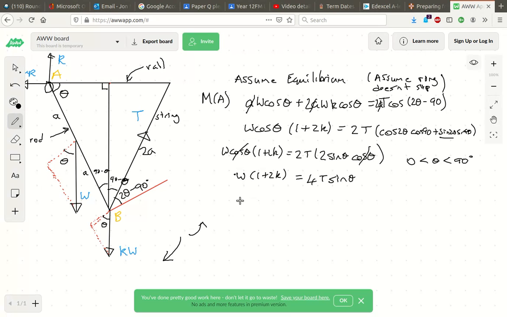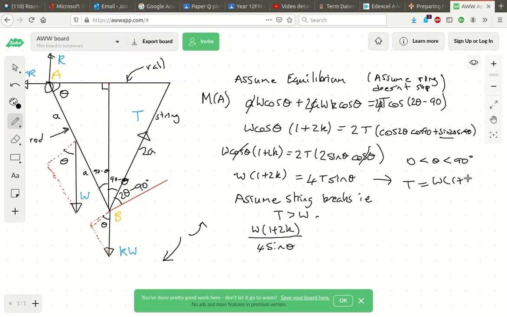Well, now what I'm going to do is assume the string breaks, i.e. T is greater than W. And if T is greater than W, well, T is clearly, if the ring does not slip, W times 1 plus 2k over 4 sine theta. That comes just from a rearrangement from here, that T is W times 1 plus 2k over 4 sine theta. So that's all I'm using there.